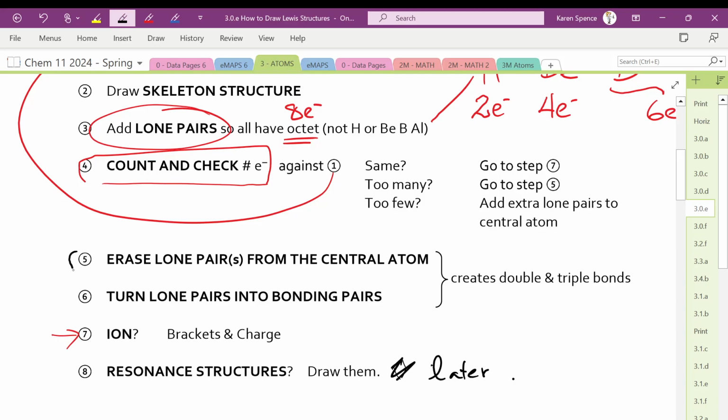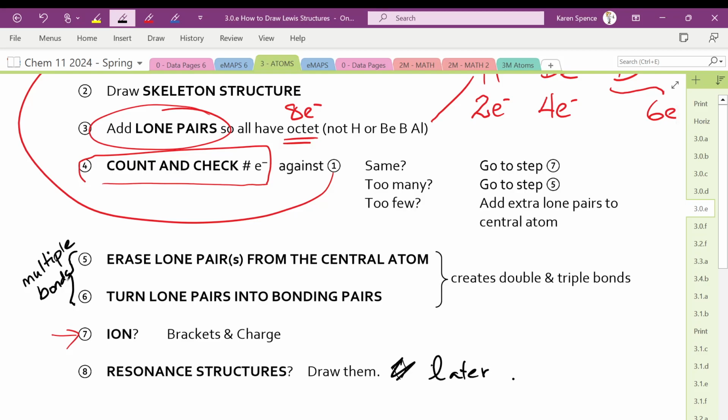Steps 5 and 6 deal with multiple bonds. It's like you need 16 electrons, but you only have 14. Oh, what do we do? We'll figure that out in just a little bit. Okay? So you can refer to this at any time.